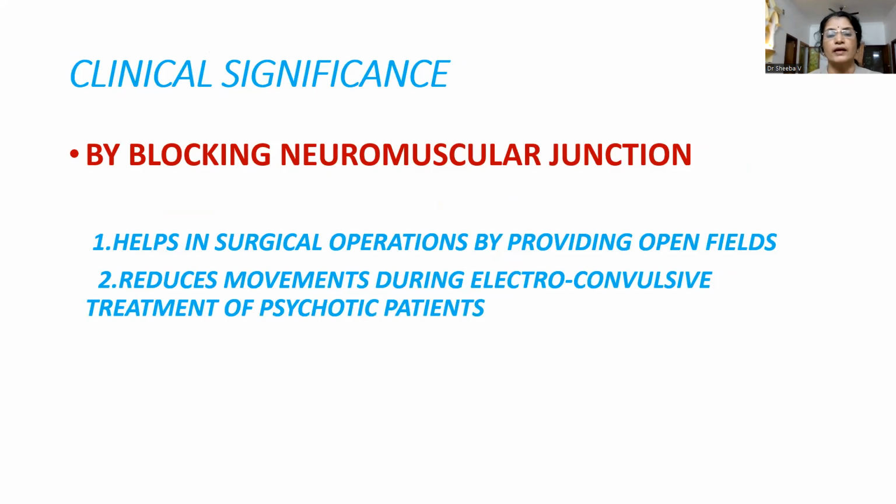Then, the clinical significance of the neuromuscular junction. Blocking the neuromuscular junction can help surgical operations by providing an open field, and it reduces movements during electroconvulsive treatment of psychiatric patients. You may have seen in cinema that shock is given to psychiatric patients. Here the electroconvulsive movement is decreased by blocking the neuromuscular junction.